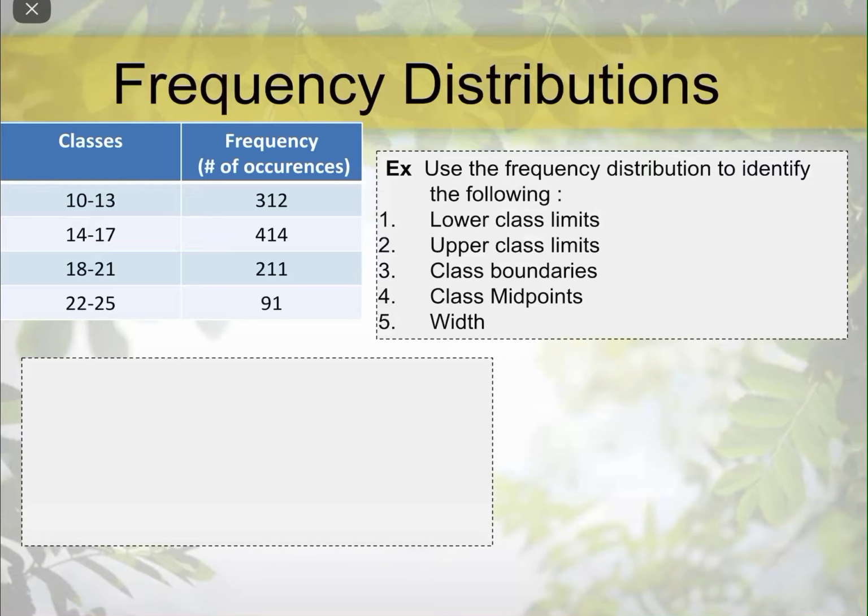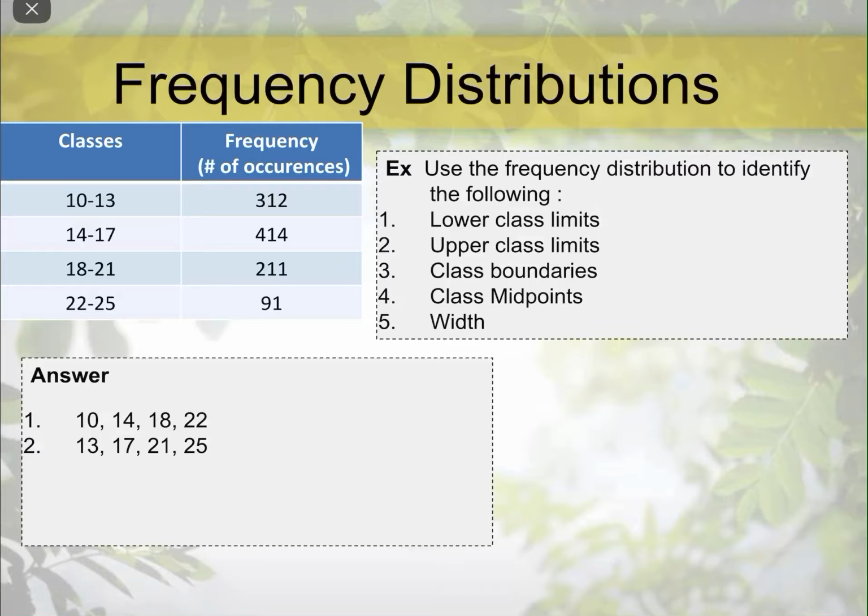Well, the lower class limits are pretty easy. Those are just the smaller numbers in those intervals, 10 and 14, 18 and 21. I'm sorry, 18 and 22. And the upper class limits are the bigger parts of the intervals, so 13, 17, 21, and 25.